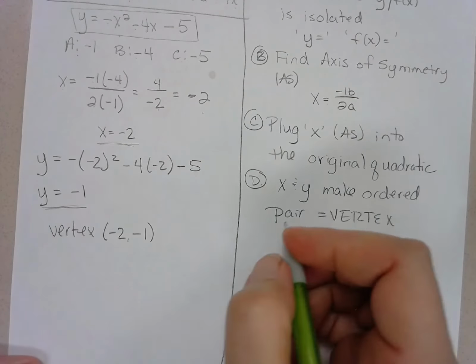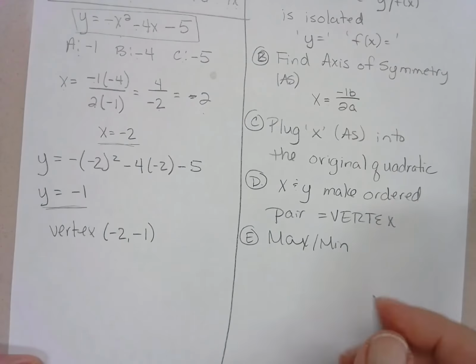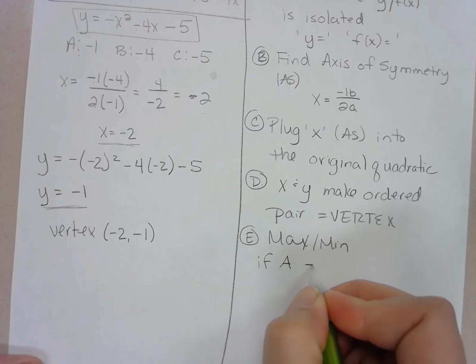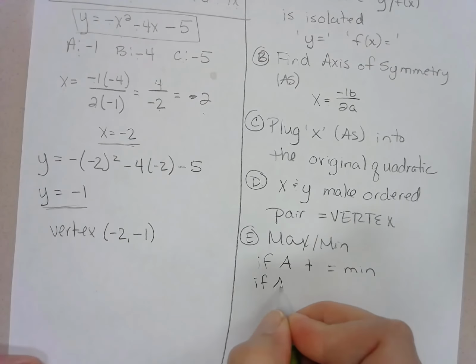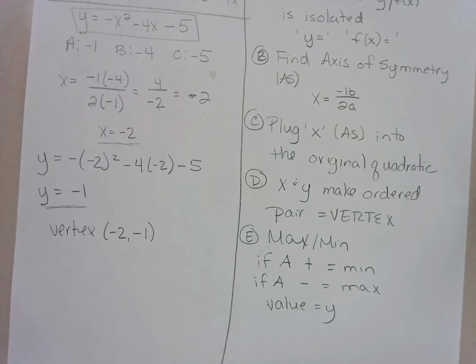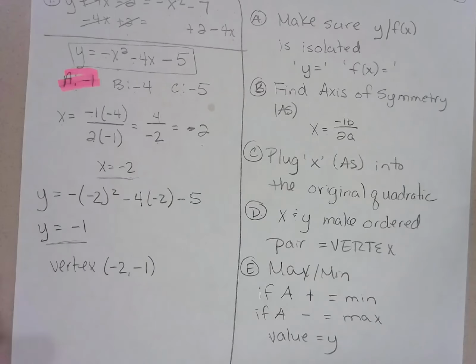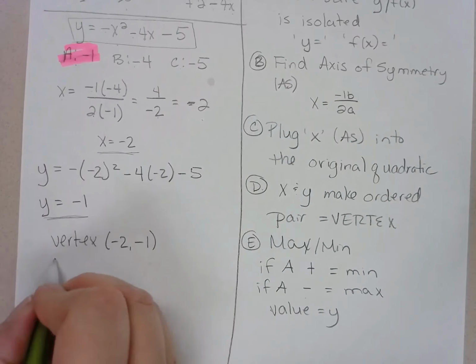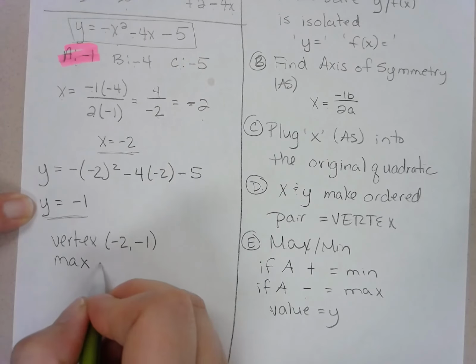Now I need to identify whether I have a max or a min. And I do that by looking at my A term. If my A term is positive, then I have a minimum. If my A term is negative, then I have a maximum. And the value of that is whatever my y value was. So if I go back to my ABC here at the top of my problem, there's my A value. My A is a negative number. A negative number means I'm going to have a maximum, and its value is whatever my y was. So my y was -1, so my maximum is -1.